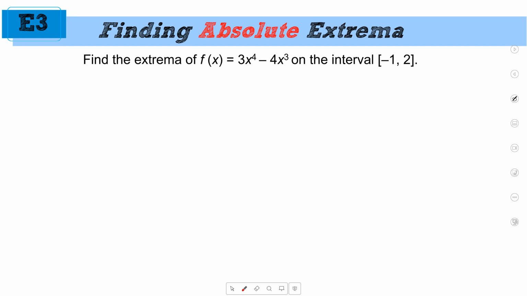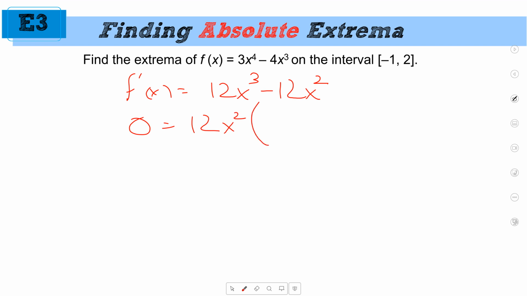Step 1 is to find the critical numbers. Okay, I can do that. F prime of x is equal to 12x cubed minus 12x squared. Set it equal to 0, factor that out. Critical numbers 0 and 1. Okay. Now, if you'll recall that red graph that we started at the beginning of the slideshow, I should say, had some endpoints. This one has endpoints too.